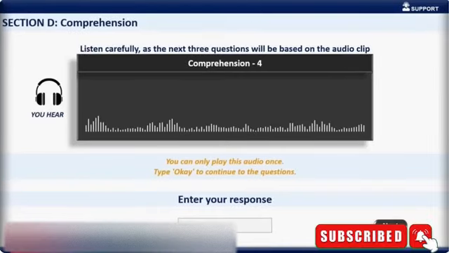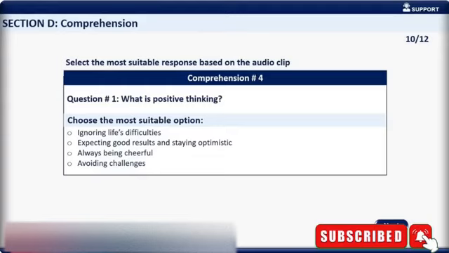So guys, let's see the next 3 questions for it. The first question is, what is positive thinking? The options that we have are: ignoring life difficulties; expecting good results and staying optimistic; always being cheerful; avoiding challenges. So the correct answer for this question is going to be expecting good results and staying optimistic.